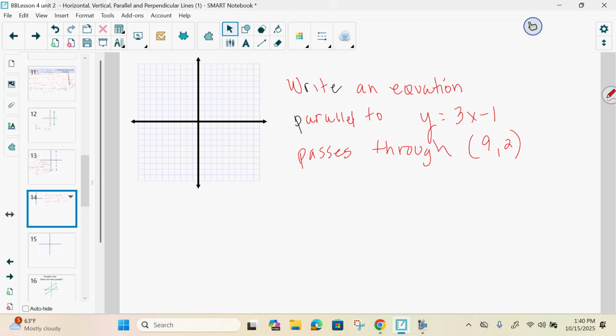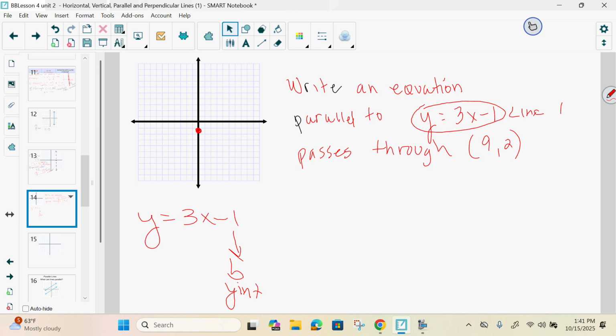So let's go graph this one first, right? We'll call this one line 1. Isaiah, how do I graph that? Y equals 3x minus 1. What's the 3? What's the minus 1? Tell us in terms of graphing it nicely. Good. Negative 1 is your b, which is your y-intercept.